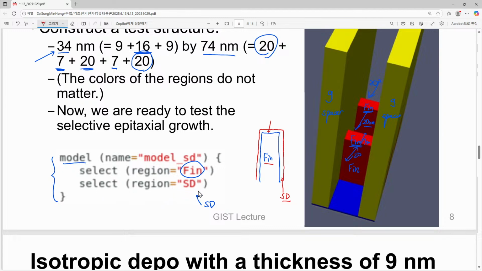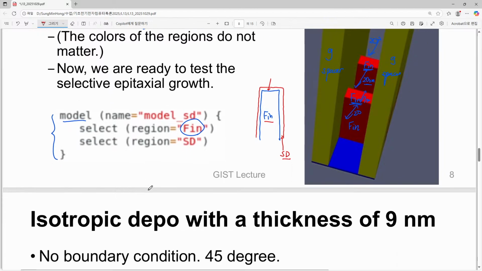Maybe you can ask me, why don't you just include the growing material itself in this model specification automatically? But sometimes it is not. So that's the reason why I give the freedom to select or unselect this region.